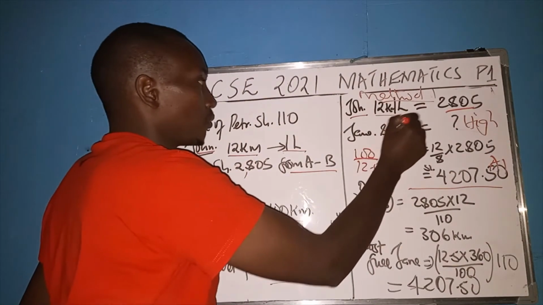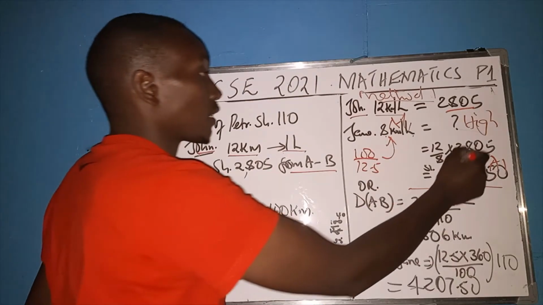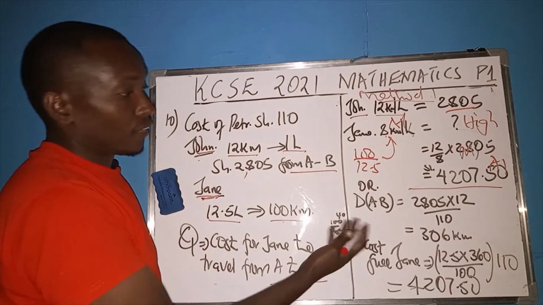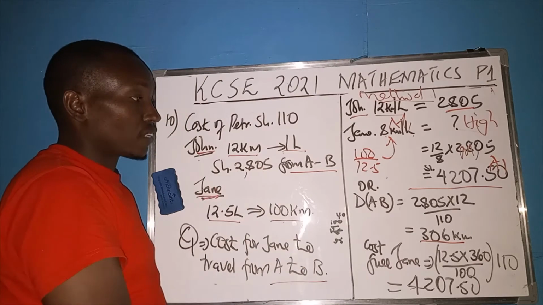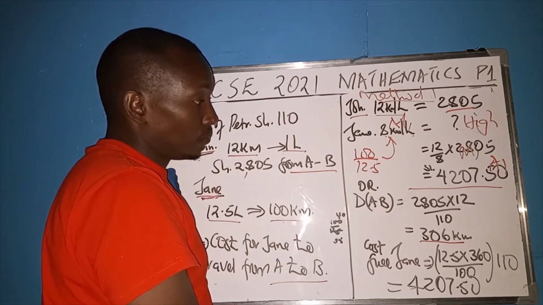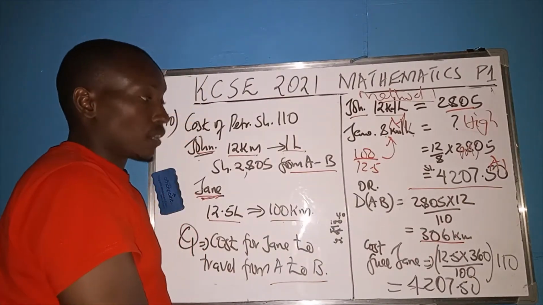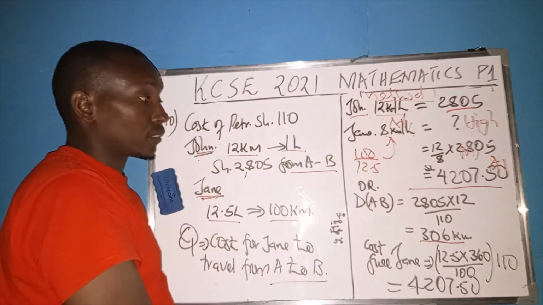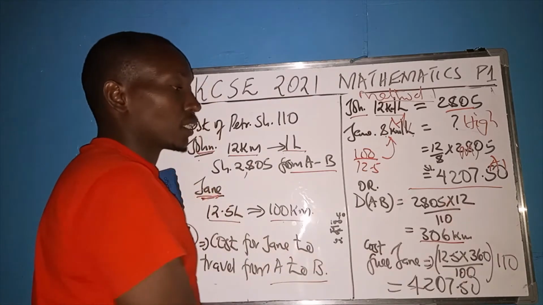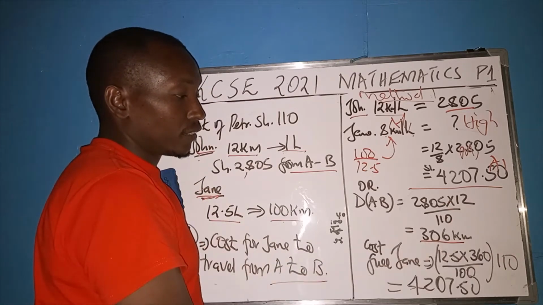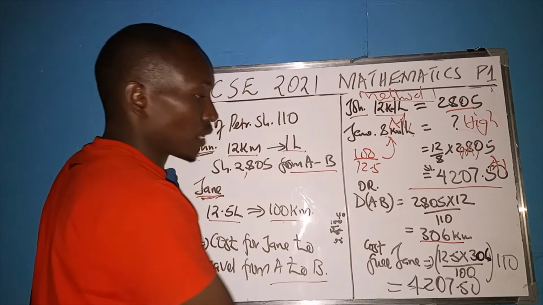So if the student is able to get that rate of consumption here, 1, then the method here, 1, and the answer 1. Otherwise, the student can still work out the distance from A to B using the case scenario for John. And how will that be? It is the amount of money this person spent divided by the cost of fuel per liter, then multiplied by 12 kilometers traveled. That is 306 km. So 306 is the distance from A to B.